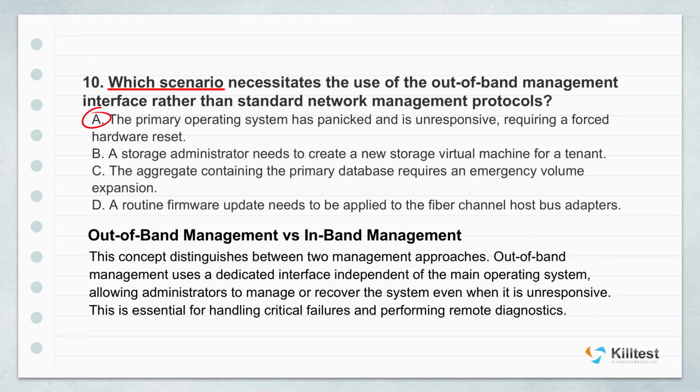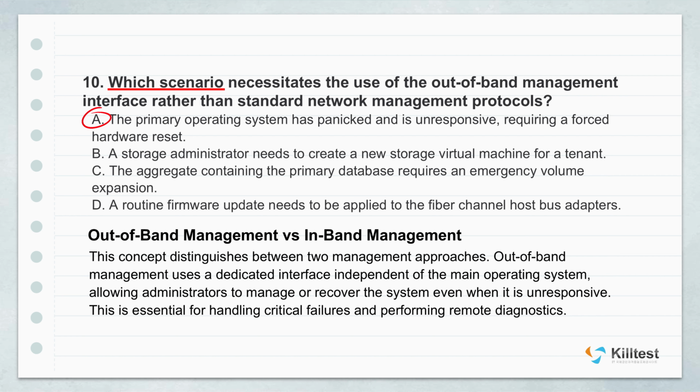So it's basically a highly privileged watchdog sitting outside the main system, which means we can throw out B, C, and D immediately. Creating virtual machines, expanding volumes, running standard updates, those are all routine administrative tasks. You would do all of those in-band through the normal healthy OS interface. Correct. You don't break down the back door just to deliver the Daily Mail.